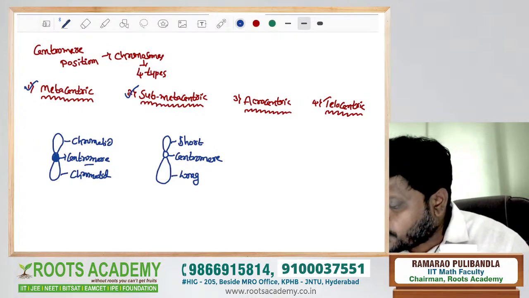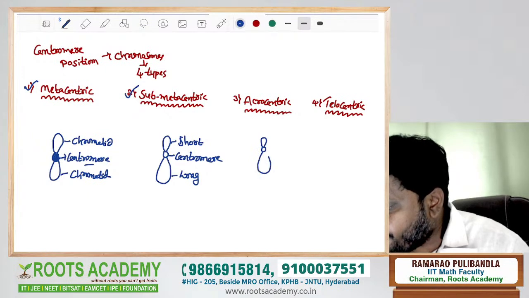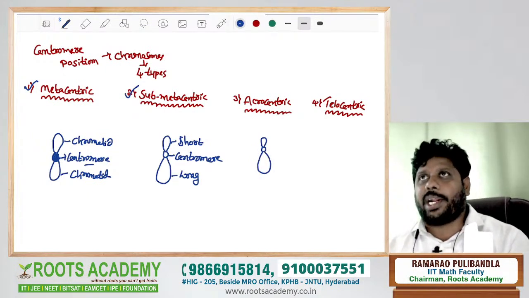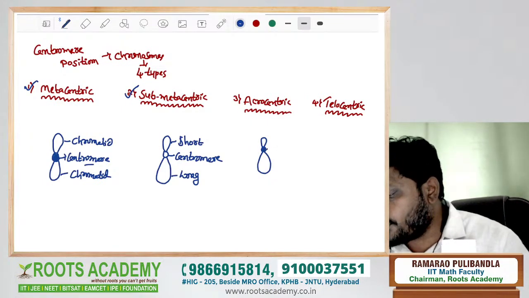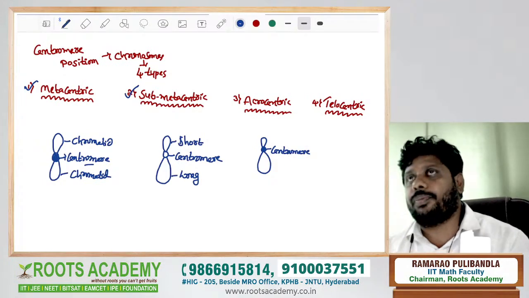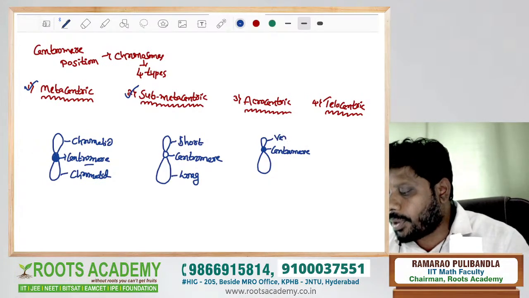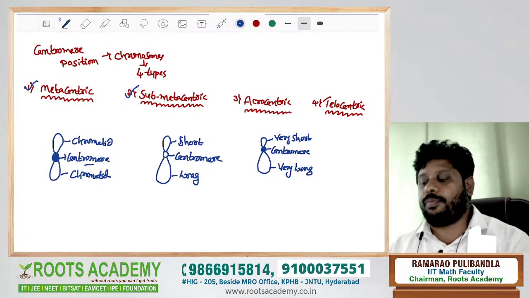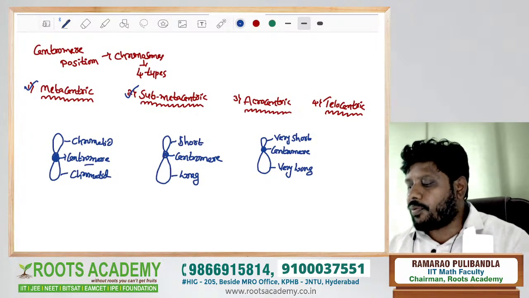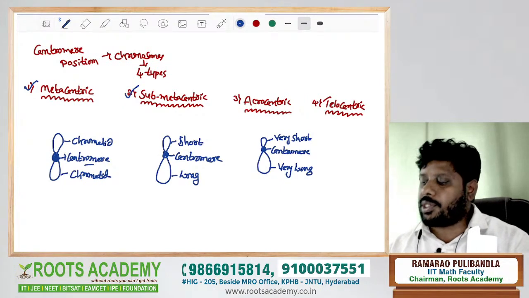And acrocentric means the centromere is present near to one end. This is the centromere, near to the end. That's why one very short chromatid and one very long chromatid are there. That type of chromosomes are called acrocentric.